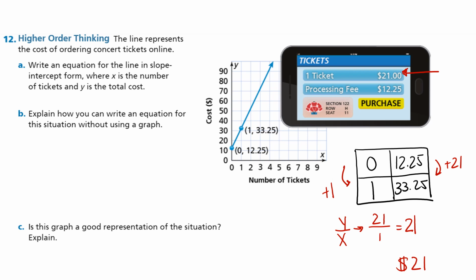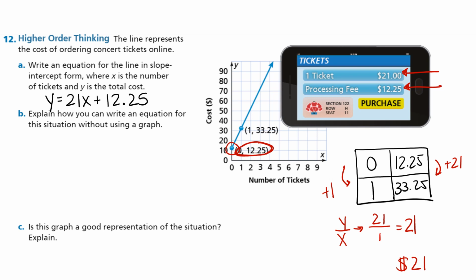Our initial value, where it crosses the y-axis, 0 and 12.25, is the processing fee. That is the starting amount. It's the extra money that has to be paid when you buy tickets. And so our total is going to be y equals 21x, so $21 per ticket, plus the $12.25 processing fee.